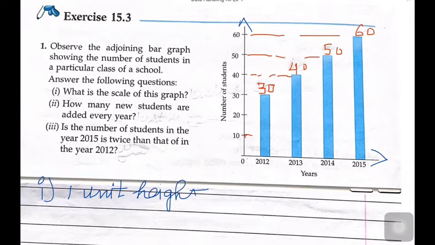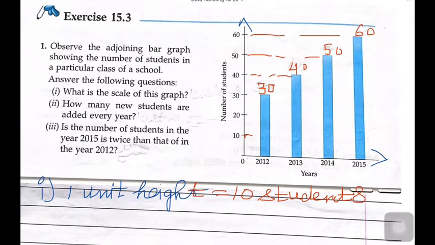Fine. Now the question is, what is the scale of this graph? Scale क्या है? 1 unit height is equal to 10 students. 10 क्यों लिया? एडजेसेंट हमारी जो हाइट है उसमें हमारे पास 10 का गैप है. फाइन. So every time there is a gap of 10. Fine. So that's why 10, 20, 30, 40, 50, 60.